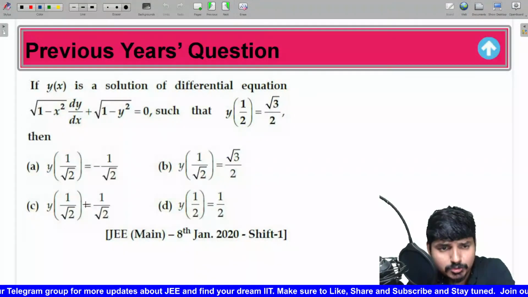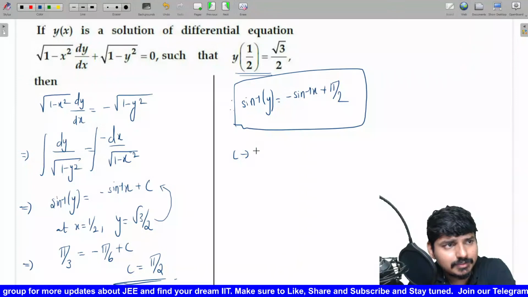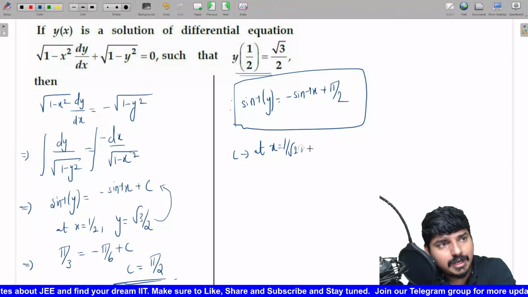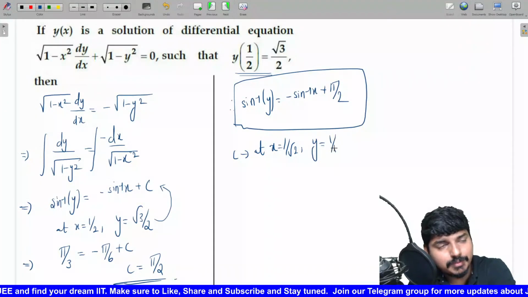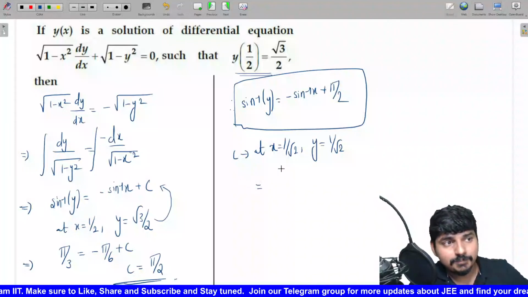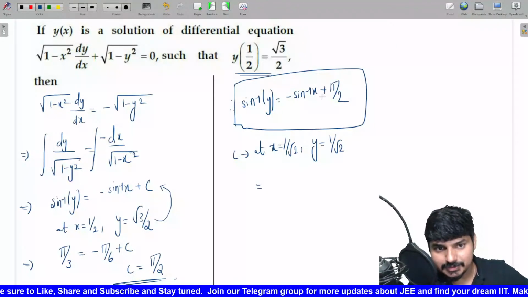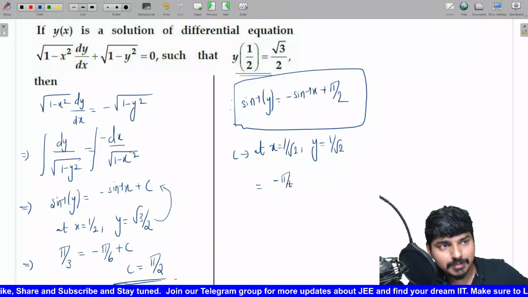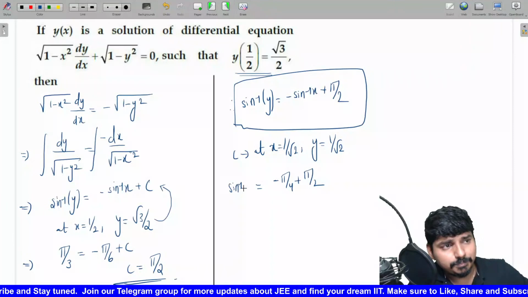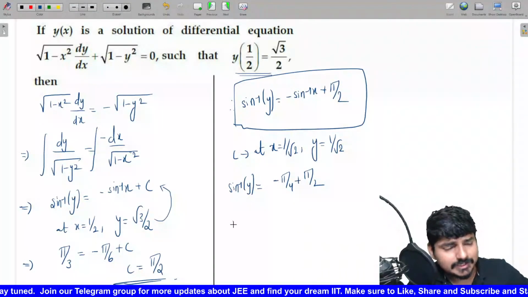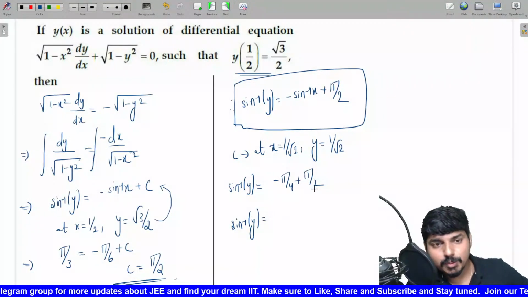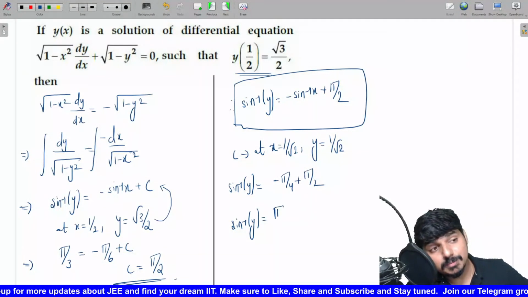For example, you go with option C. Option C, it's given that at x is equal to 1 by root 2, you'll end up getting y value to be 1 by root 2. Let me check that for you. At x equal to 1 by root 2, so sine inverse 1 by root 2 is pi by 4. So you end up getting minus pi by 4 plus pi by 2, and that is equal to sine inverse y. So guys, from here, I'm getting sine inverse y is equal to minus pi by 4 plus pi by 2. Well, that is going to be pi by 4.